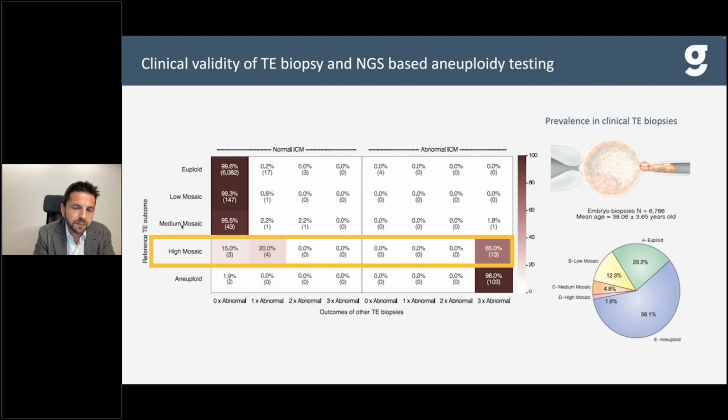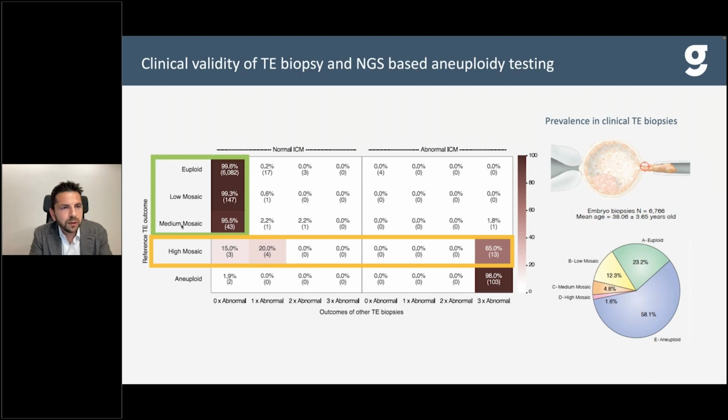So these outcomes can also explain why, in retrospective analyses such as the Biopti study, the high mosaic embryos show a significantly lower reproductive potential, because there is also a possibility that they can be fully aneuploid to start with.